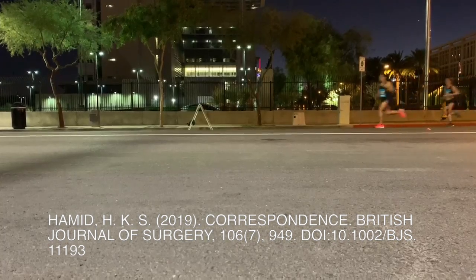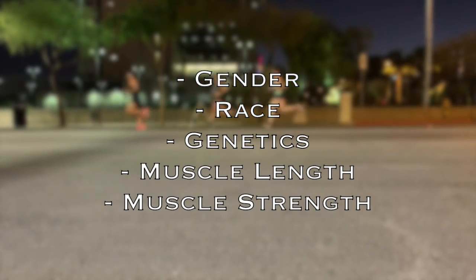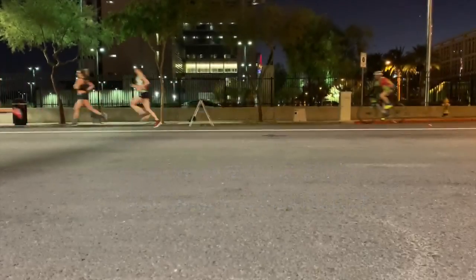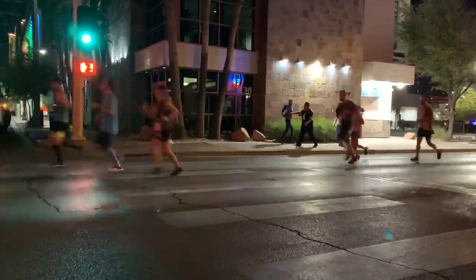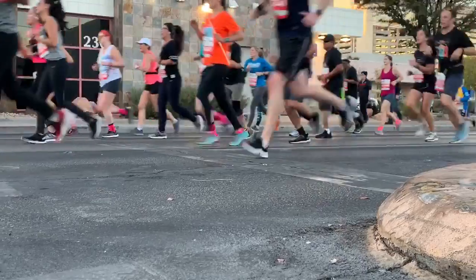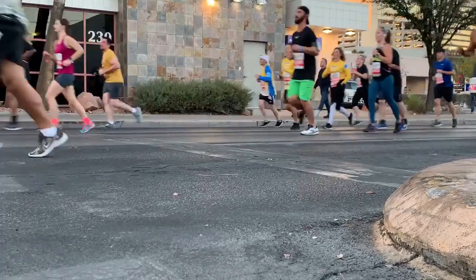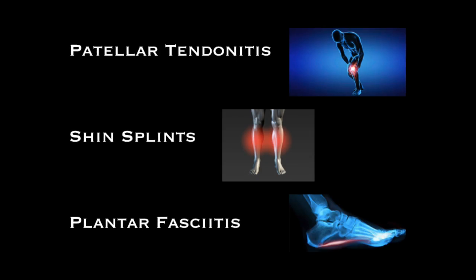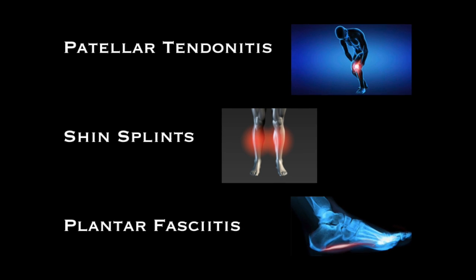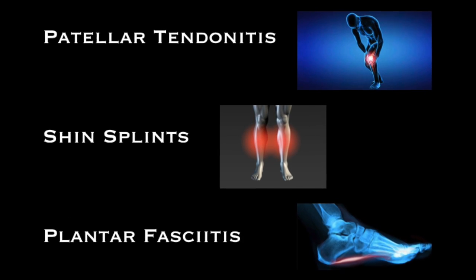Intrinsic factors that influence the rate of certain injuries include gender, race, genetics, muscle length, and muscle strength. Hyponatremia and hypoglycemia are other common factors that increase the risk factor for physical injuries. We have focused on 3 common injuries that endurance runners will face and found what physiological factors play a role in these injuries. Patellar tendonitis, shin splints, and plantar fasciitis have many similar physiological factors that can lead to overuse injuries.